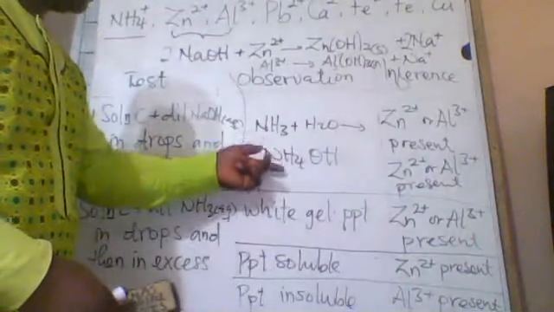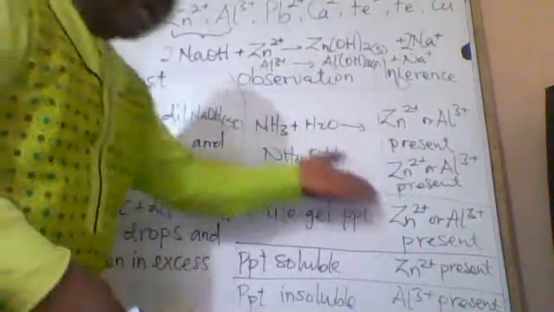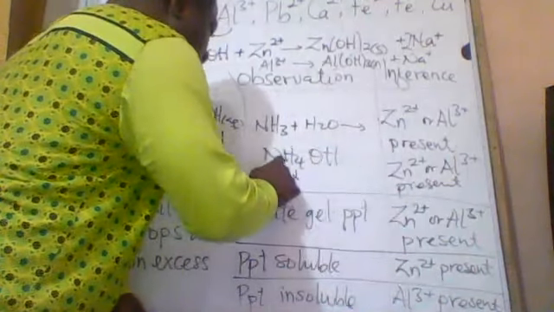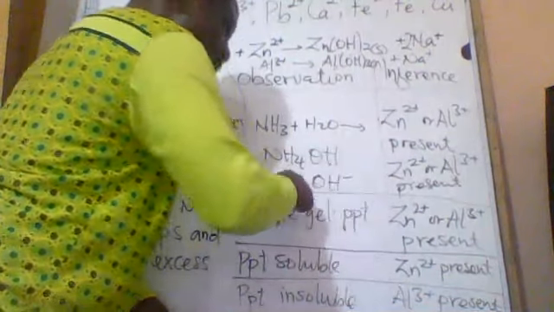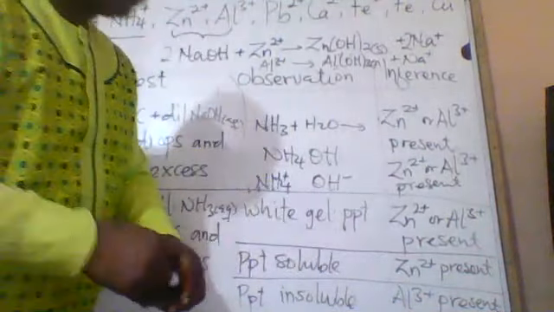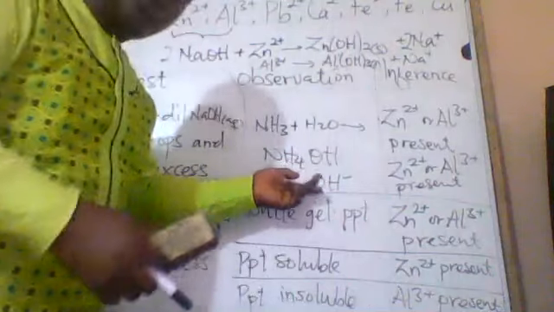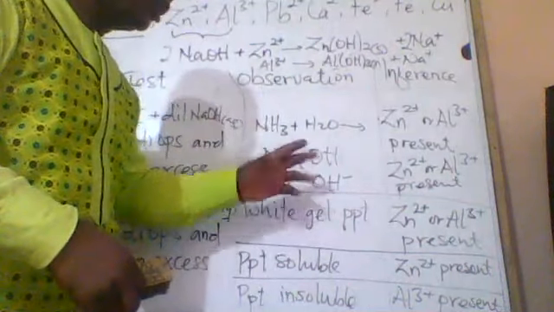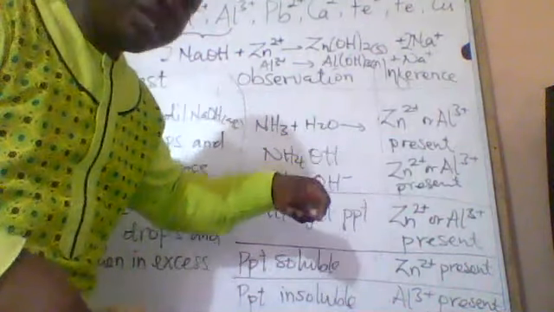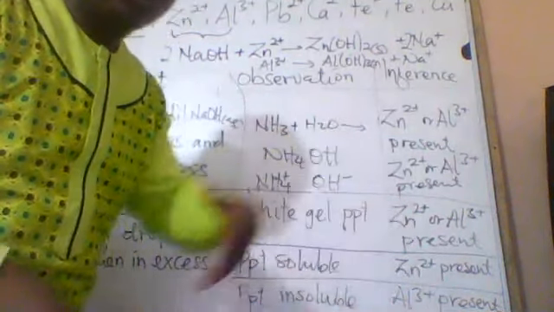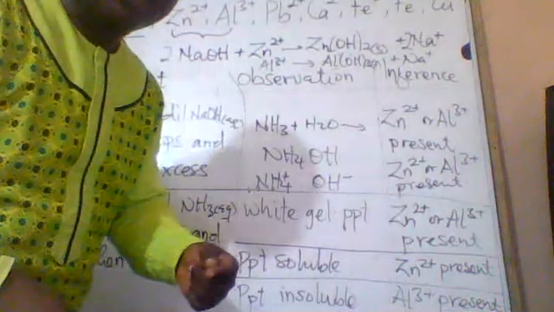So that when the ammonium hydroxide breaks down, dissociates, then you get ammonium ion and then hydroxide ions. So the hydroxide ions from the ammonia is what is also reacting with the zinc and then the aluminium to give you the gelatinous PPT that we saw.